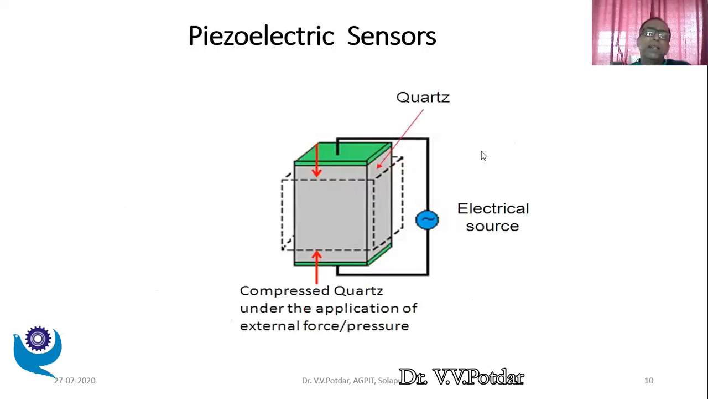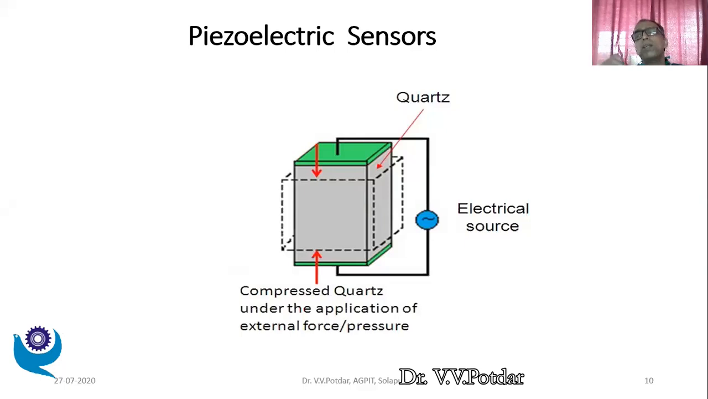Now this piezoelectric sensor is not only used for pressure measurement, it is used for motion also. It is used for displacement measurement, force measurement, and acceleration measurement. So it is used in accelerometers also. So what is the principle?